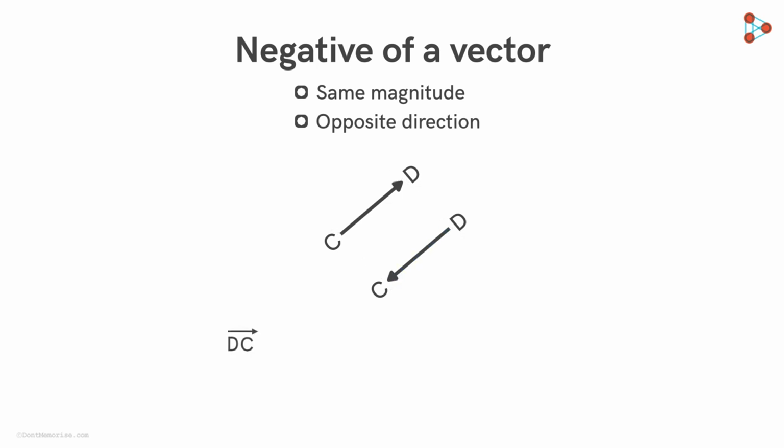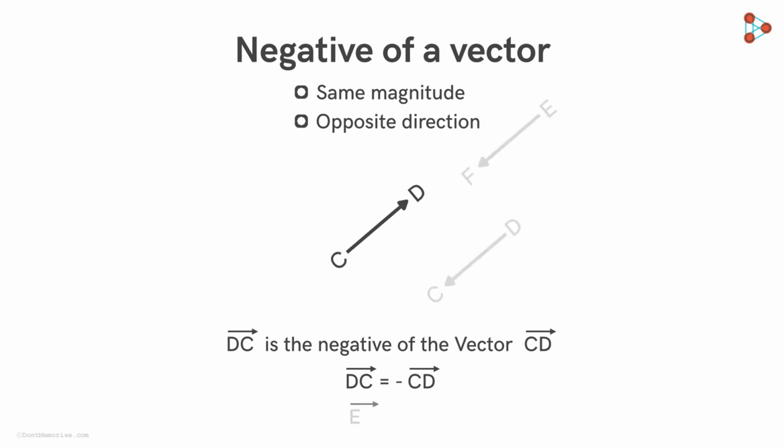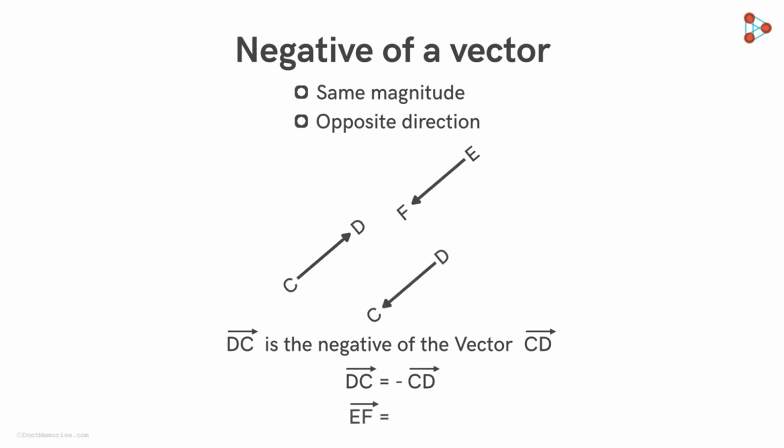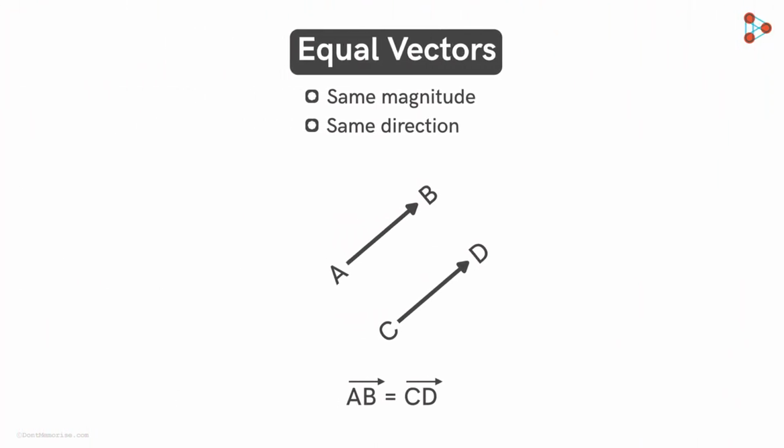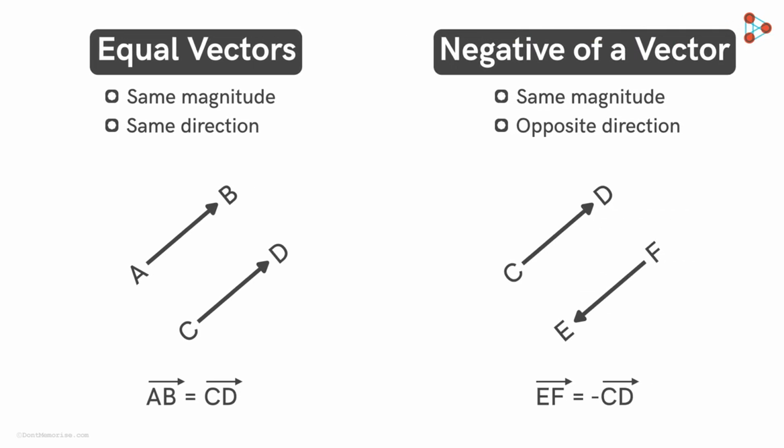So vector DC will be the negative of the vector CD, and it's denoted like this. Also notice that vector EF will be the negative of vector CD. Yes, the magnitude of vector EF is the same as that of vector CD, and it's directed in the opposite direction to that of vector CD. So vector EF will be the negative of vector CD. Thus, we saw here when two vectors are equal to each other, and also what the negative of a vector is.